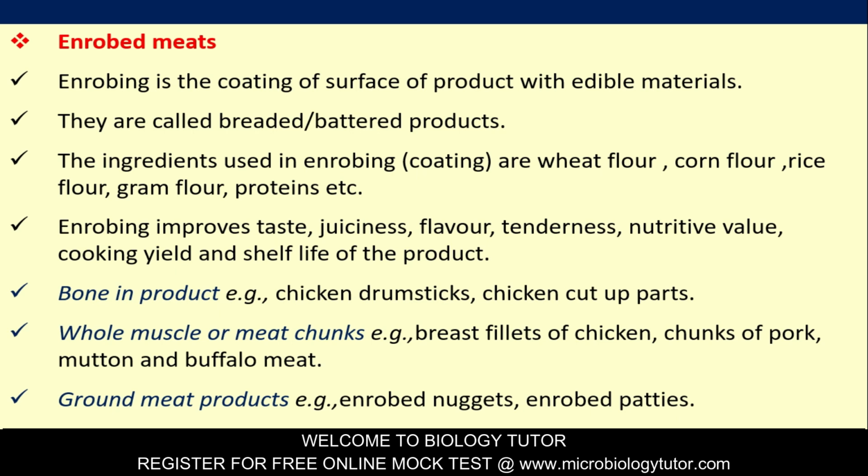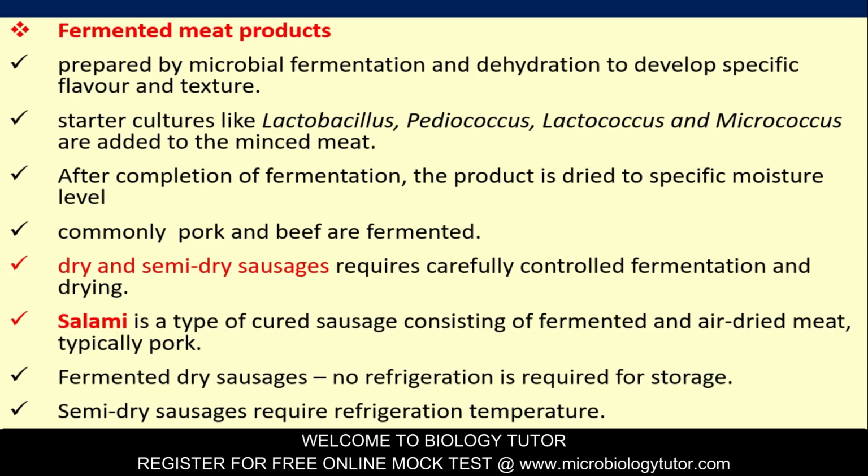Example, breast fillets of chicken, chunks of pork, mutton, and buffalo meat. Ground meat products. Example, enrobed nuggets. Enrobed nuggets and enrobed patties are examples of ground meat products.